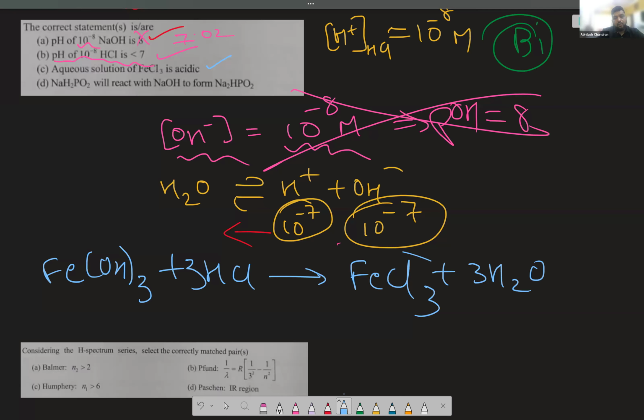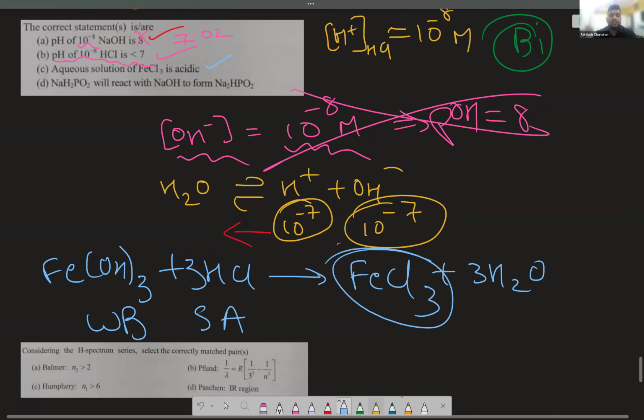So this is a salt of a weak base and a strong acid. And whenever you have these salts of acids and bases, just think about what is the stronger component that is going to decide the overall nature of the salt. Of course, this is related to what you call salt hydrolysis. This Fe3 plus is going to react with water.